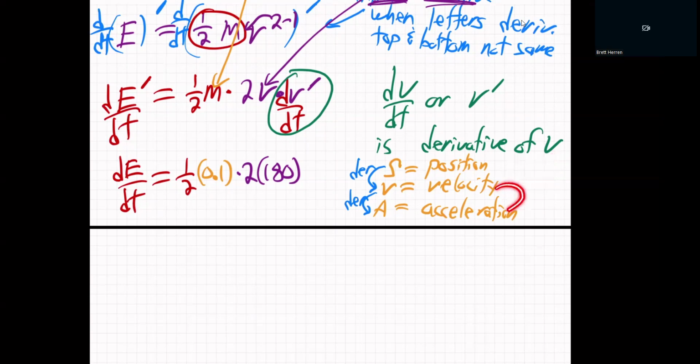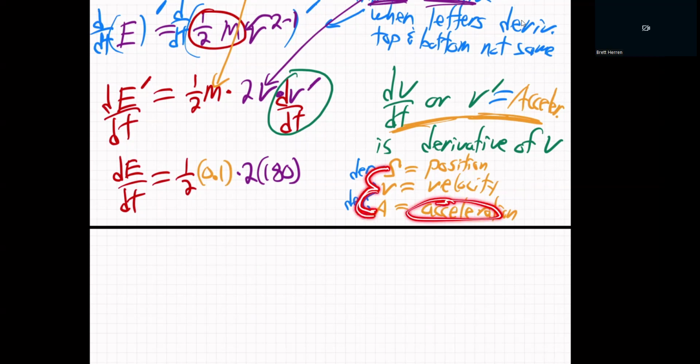And if you take the derivative of that, you get acceleration. Like if I take my car from 0 to 60 miles per hour in a certain amount of time, that's change in velocity. We call that acceleration. So long story short, v prime is acceleration. v prime or dv/dt, either one, is acceleration, because it's the derivative of velocity. Position, then the derivative of velocity, take another derivative, that's acceleration. So acceleration is the derivative of velocity.